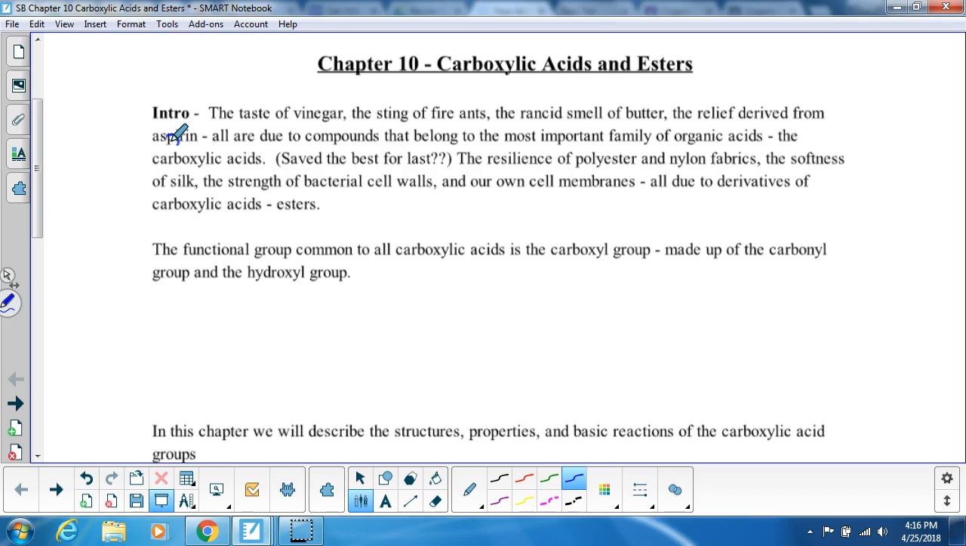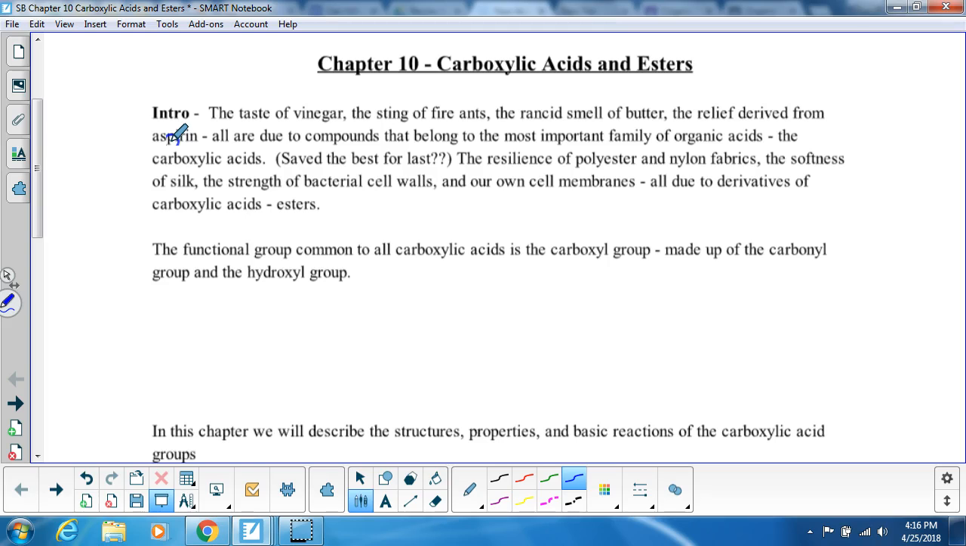It says the taste of vinegar, the sting of fire ants, the rancid smell of butter, the relief derived from aspirin are all due to compounds that belong to the most important family of organic acids, called the carboxylic acids. Save the best for last: the resilience of polyester and nylon fabrics, the softness of silk, the strength of bacterial cell walls, and our own cell membranes are all due to derivatives of carboxylic acids called the esters.